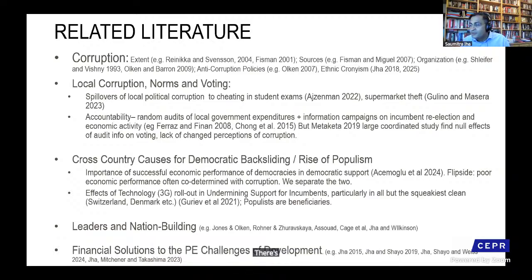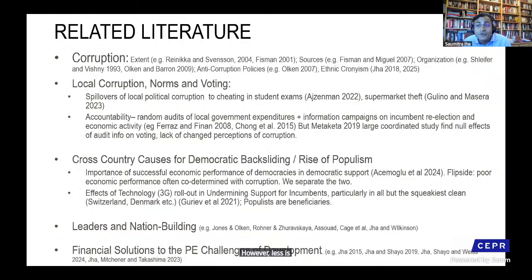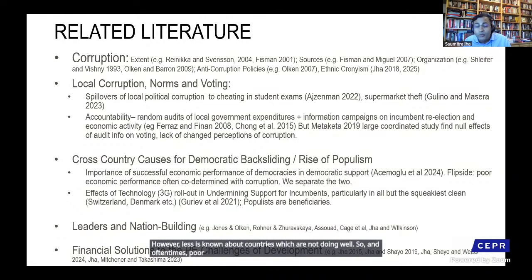There's also literature looking at the causes of democratic backsliding and the rise of populism. On the importance of economic performance, countries which are doing well seem to consolidate their democratic support. However, less is known about countries which are not doing well. Countries which are poor, with poor economic performance, often have a fair amount of corruption, and it's really hard to separate those two things.